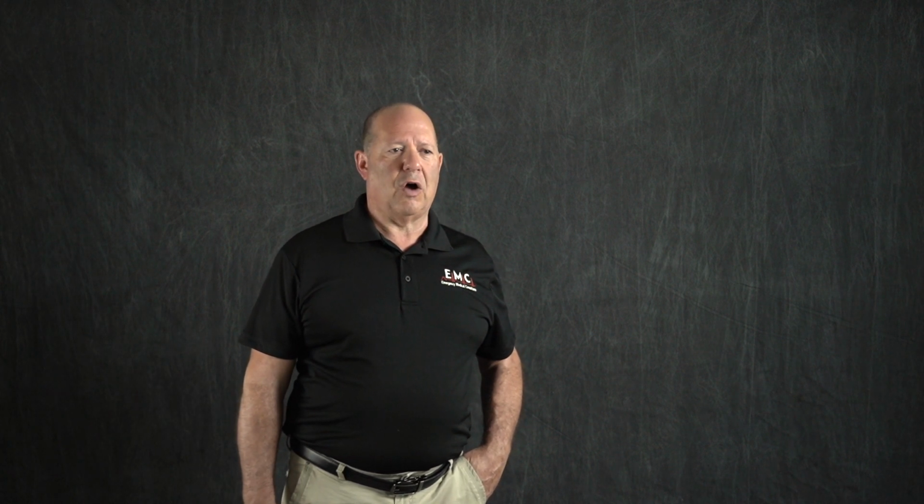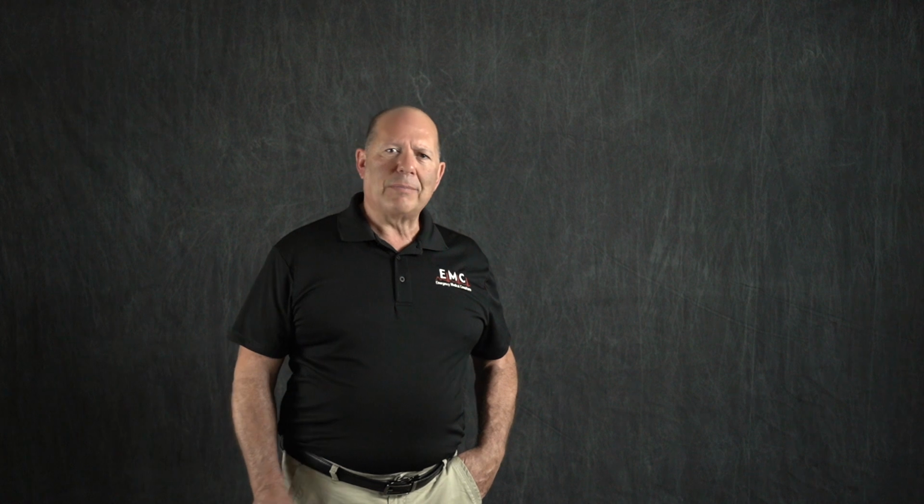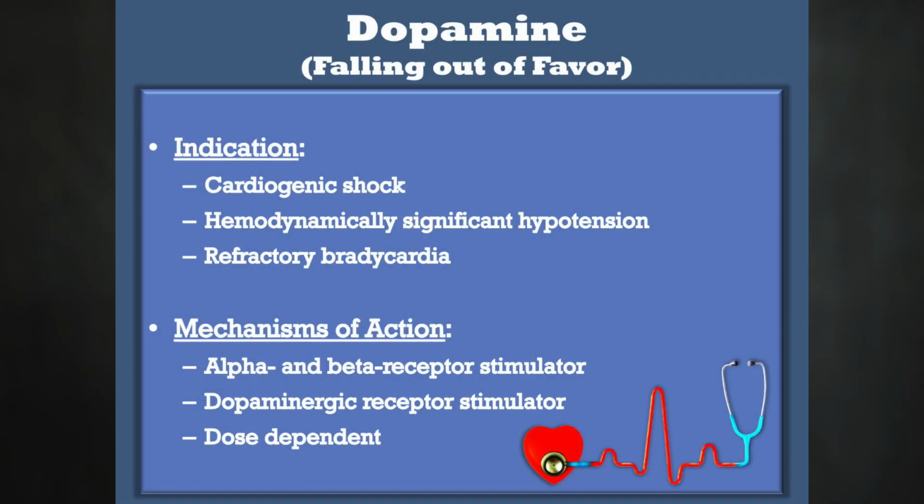Dopamine, I'm still going to talk about it even though we don't see it used as much for blood pressure. It's still in the ACLS guidelines. We use it for the patients who have cardiogenic shock. We use it for the patients who have significant bradycardia. This drug, along with the alpha stimulation like norepinephrine, also increases the heart rate and heart force a little bit to increase blood pressure.